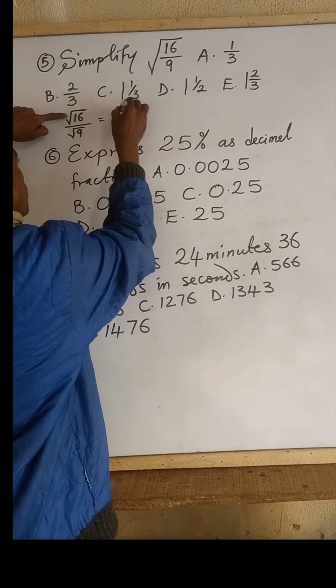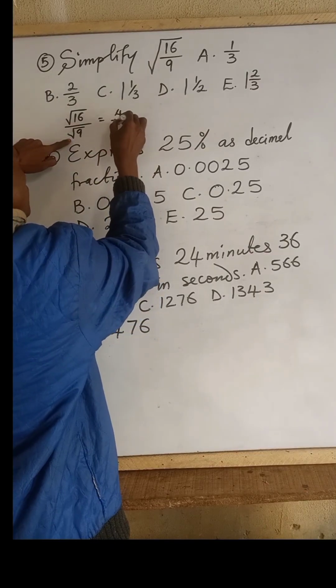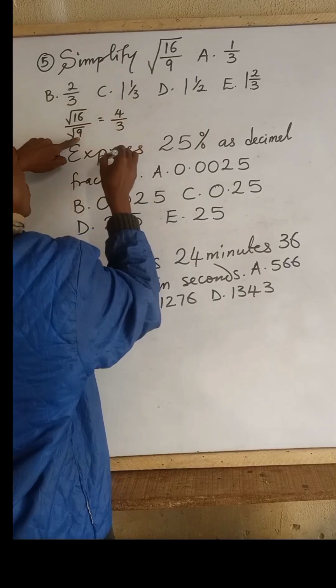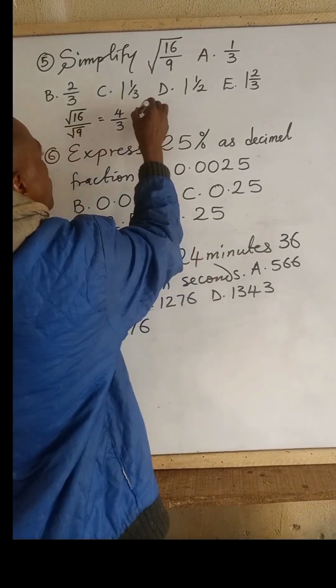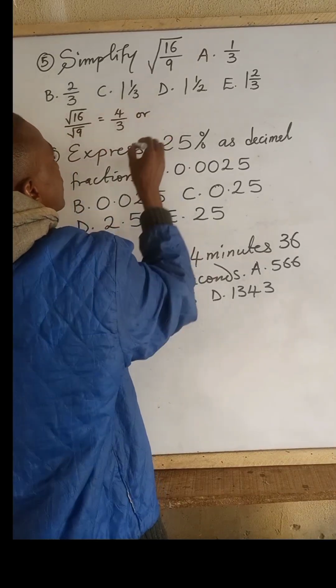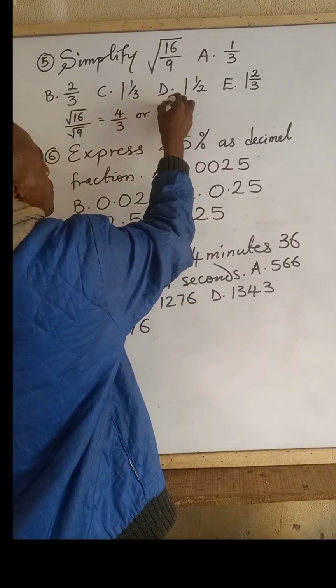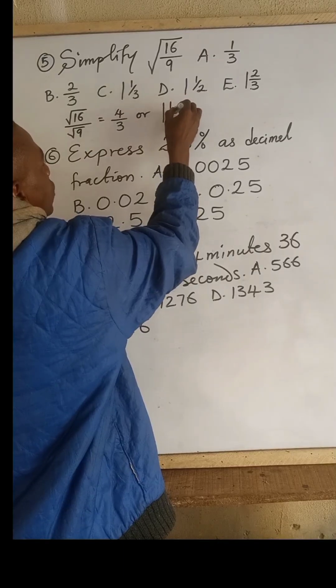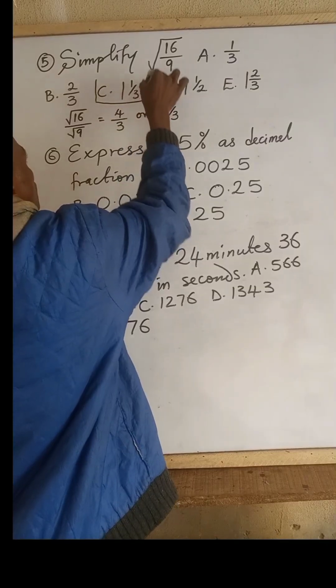That of 16 is 4, because 4 times 4 is 16. This one is 3, because 3 times 3 is 9. So answer to this question is 4 over 3. Or we express it as a mixed fraction, which is 1 whole number 1 over 3. So answer to question number 5 is option C.